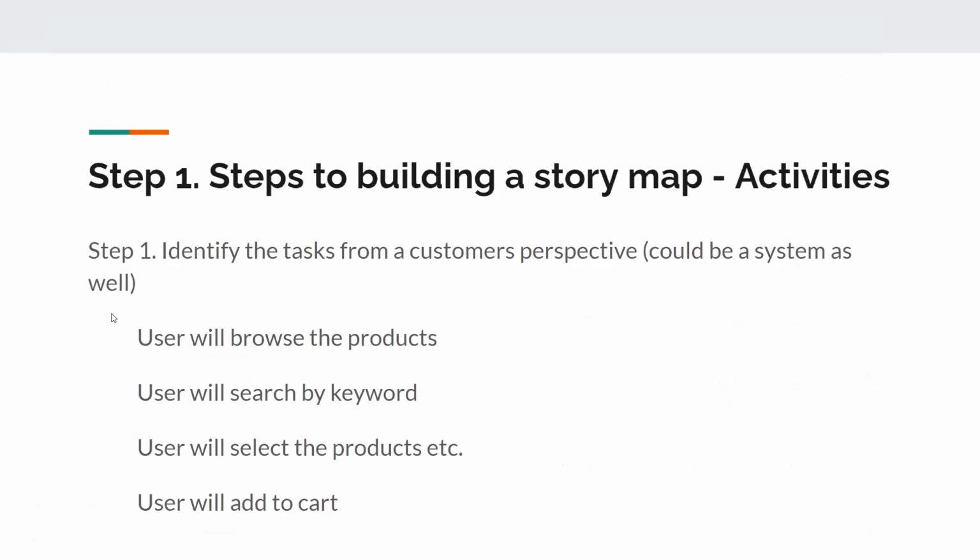Three simple steps to building a successful story map. The first is to document your activities. So you can pull up a Word document and start typing in, well, what are the activities that a user does? And just serialize it by time and document it that way.